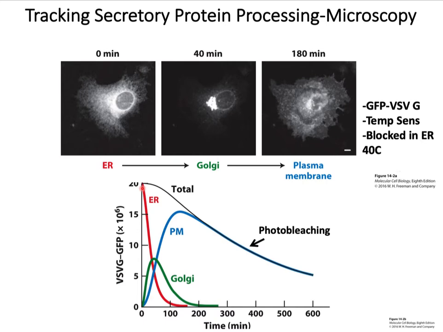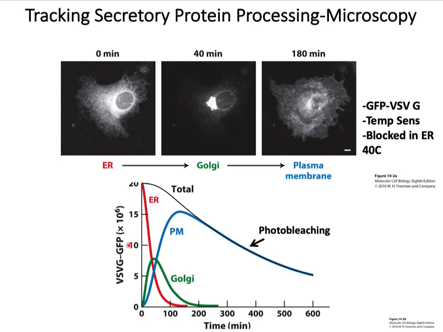Then you relieve the block. You move the cells into a permissive temperature like 32 degrees, and the synthesis continues at this point. So you can see at 0 minutes, all of the VSV-G is in the ER right here. At 0 minutes, all of it is at the ER. By about 40 minutes, it is all in the Golgi, and by about 180 minutes, it is all in the plasma membrane of the cell. You can actually take fluorescence measurements and track them as shown here.